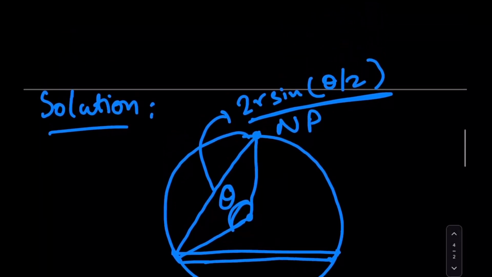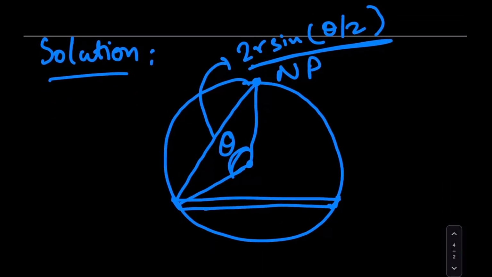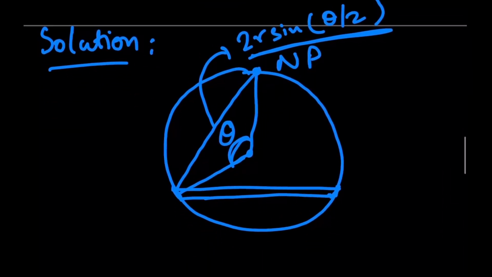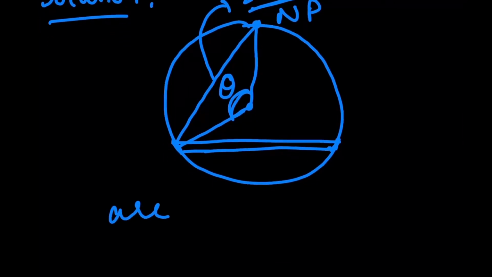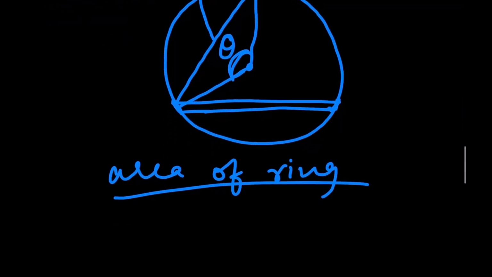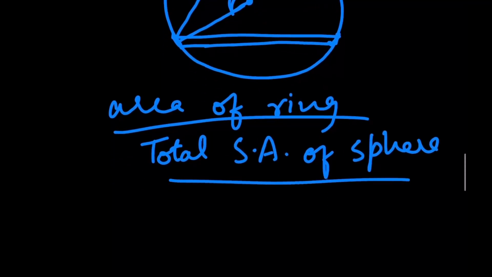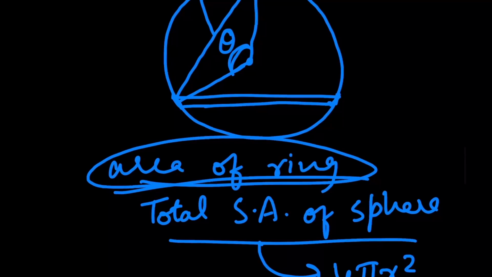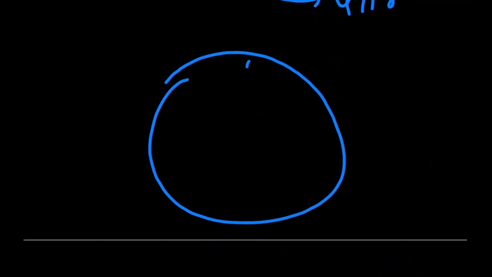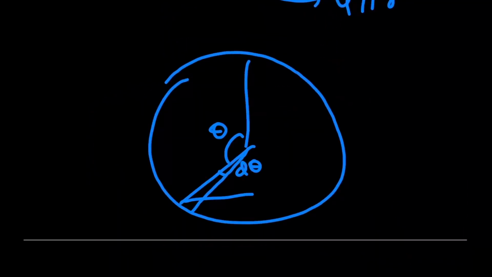Now, the other component we need is the probability of this ring being chosen. For that, we're going to look at the area of the ring divided by the total surface area of the sphere. We already know the value for the denominator. It's going to be 4 pi r square. But now let's look at the area of the ring. So let me just draw this figure again. And now imagine a d theta. And this is our ring.